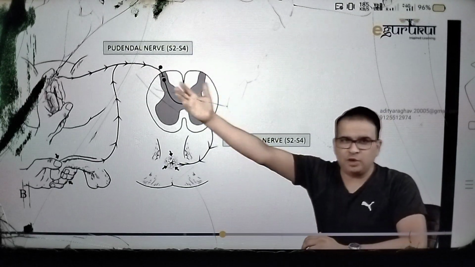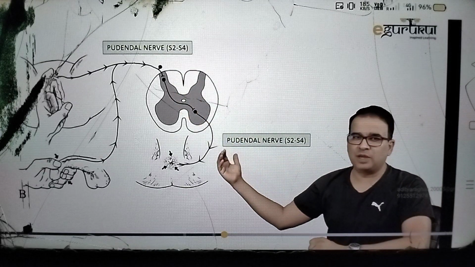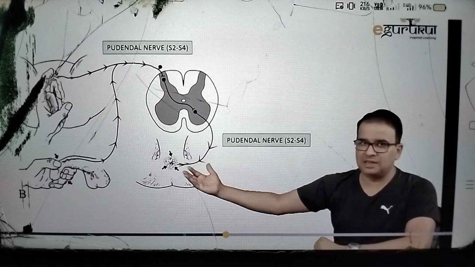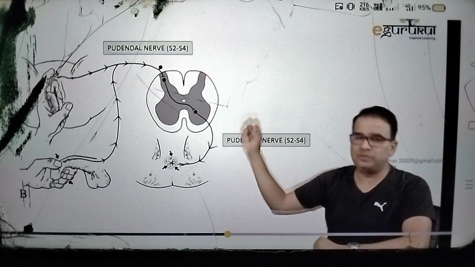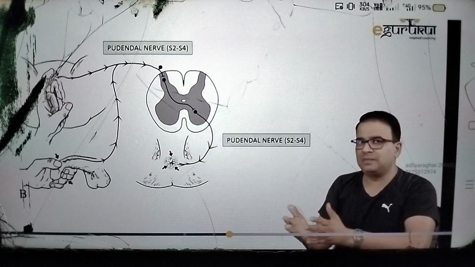The afferent of the bulbocavernous reflex as well as the efferent of the bulbocavernous reflex is through the pudendal nerve supplying the external anal sphincter. So in both cases, you can see it's the pudendal nerve forming the afferent and the efferent loop. The root value here, again, is S2, S3 and S4.